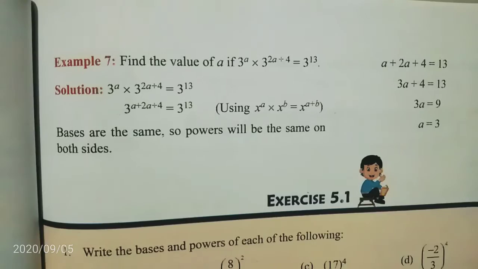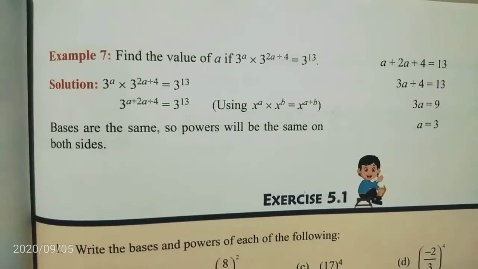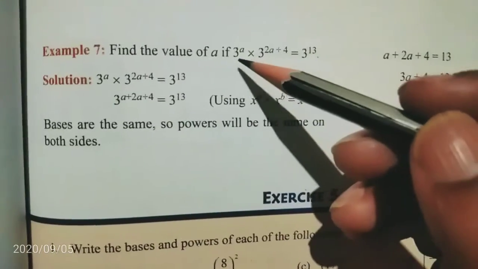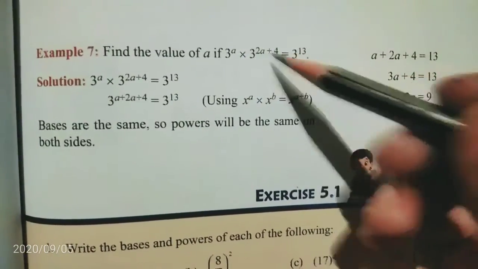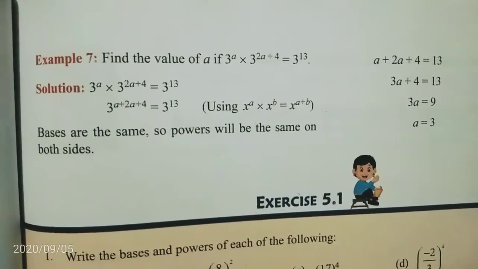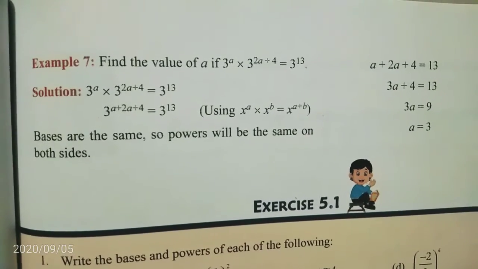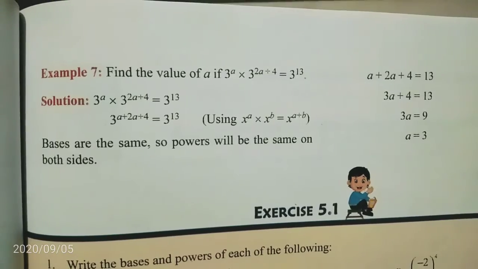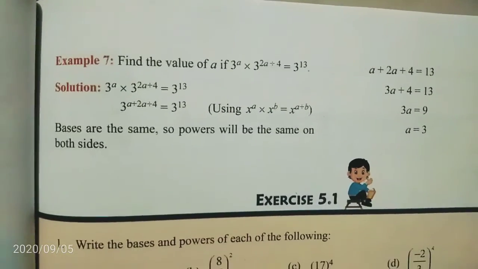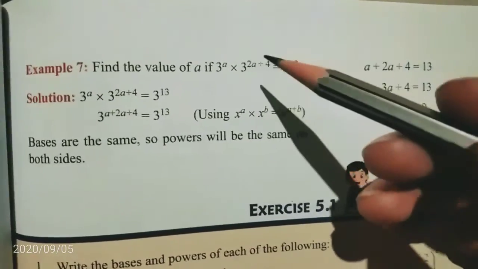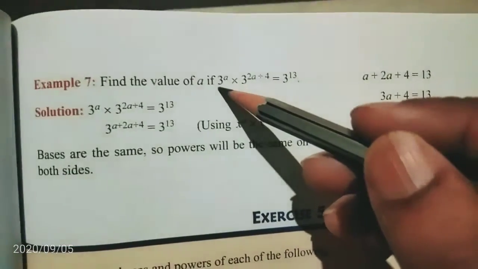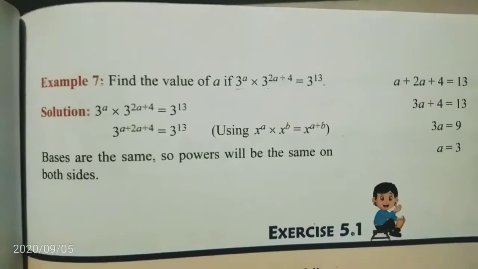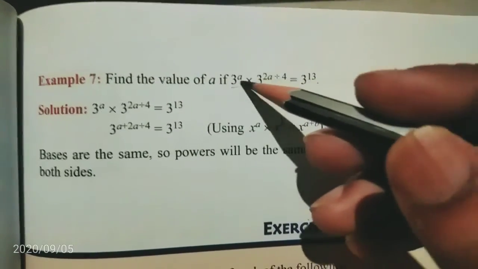Now see example number 7. It is a very important example, an important question. Find the value of a if 3 to the power a into 3 to the power 2a plus 4 is equal to 3 to the power 13. That means you have to find the value of a here. You can see the a is in the power form. So how can you find the value of this? First of all you have to apply the law. See here 3 and 3, both the bases are the same, and a and 2a plus 4 are the powers.